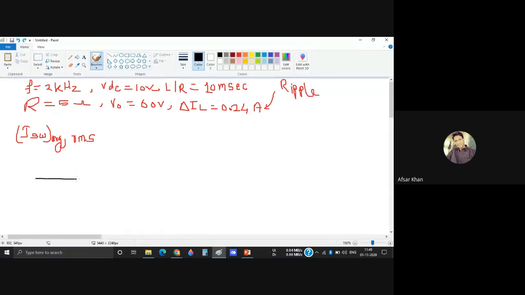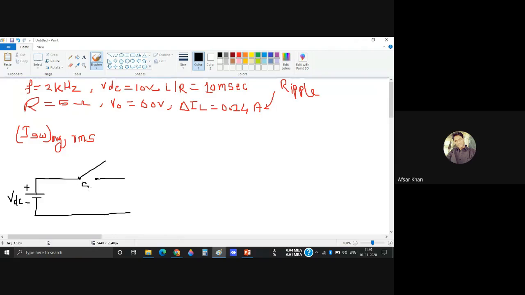Boost converter means step up. If buck is step down, then boost is step up. Simply, its name indicates it: boost means step up, right?